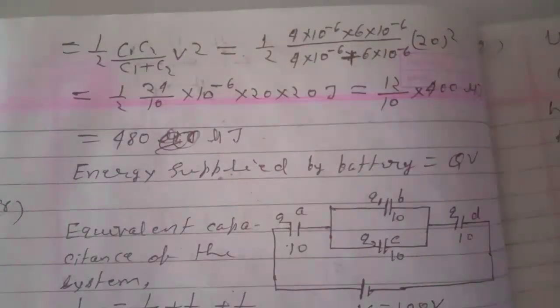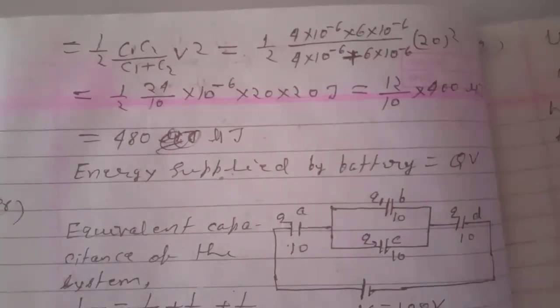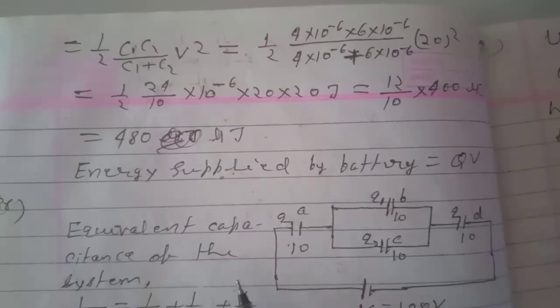Next, 38. Each capacitor in the figure has a capacitance of 10 microfarad. The EMF of the battery is 100 volt. Find the energy stored in each of the 4 capacitors.